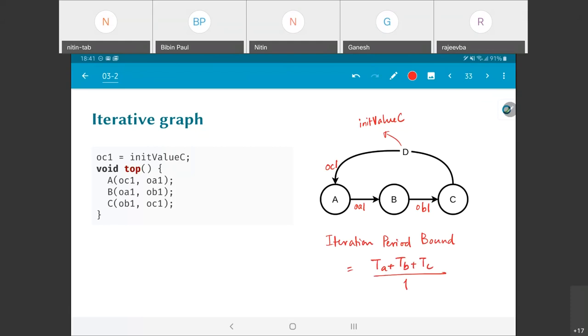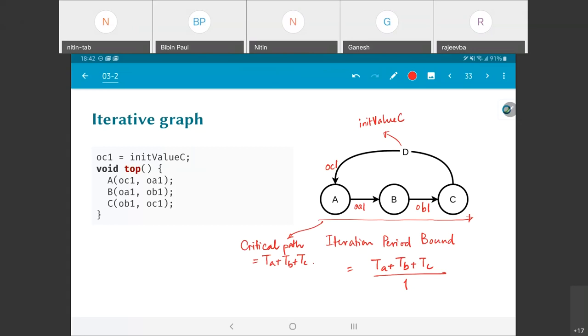In this case, my critical path is the direct path from A to B to C without any delay elements or storage on it. So this critical path is going to be equal to TA plus TB plus TC. Effectively, what is it telling us? That one iteration of this system, according to the critical path, takes time TA plus TB plus TC. But I have further the information that the iteration period bound itself is TA plus TB plus TC. So in other words, this is already doing the best that it can.